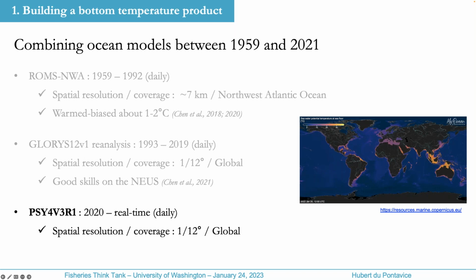And the third data source is the daily bottom temperature output from PSY. So this ocean product is based on the same ocean model as GLORYS. So it has the same spatial resolution, and it's also a global product, but it covers a 2 full years time series sliding window. So it can be used to cover the last years of our time series.